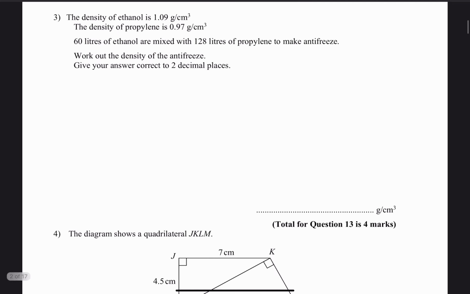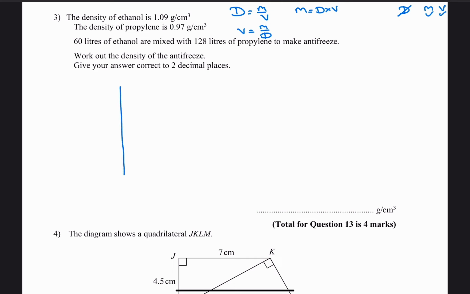Okay, third one, density question. Remember the formula: density equals mass divided by volume. You can say mass is density times volume, and volume is just swapping them around, m over d. You cannot add density. You can add anything but not density. You can add the mass, you can add the volume, however not density.